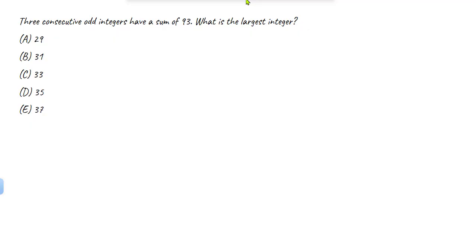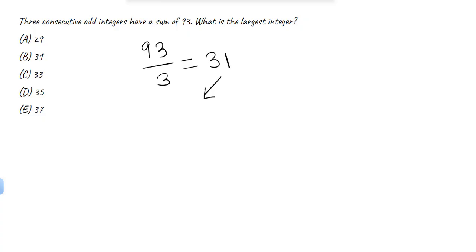Now the condition is three consecutive odd integers. So find the average of 93. 93 divided by 3 is 31. So this is the middle number.